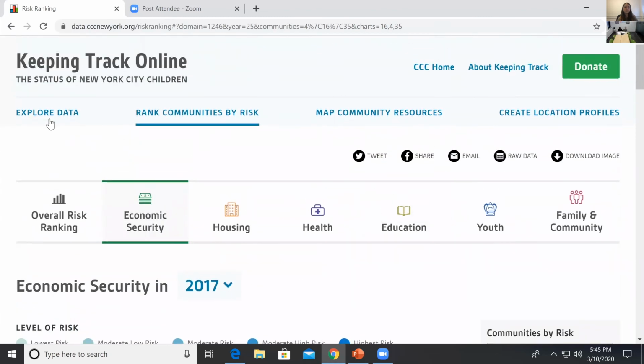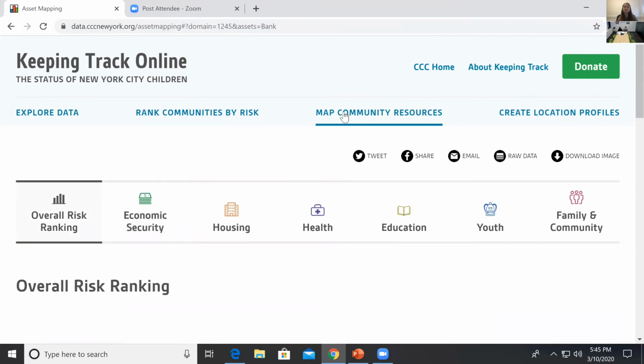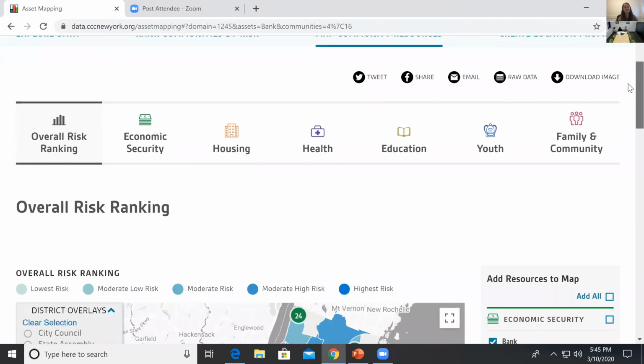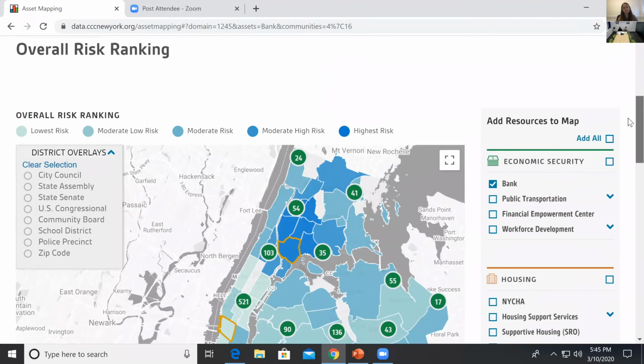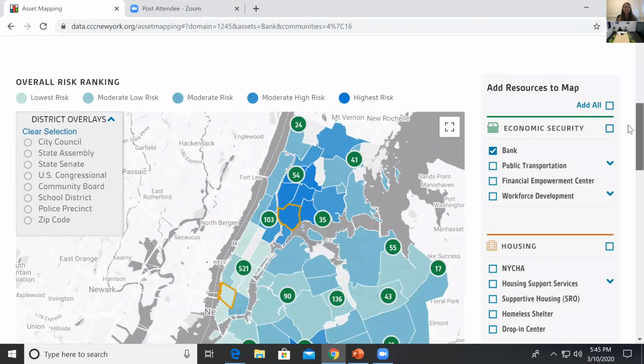So those are explored data and ranking community by risk. And then what we have here is mapping community resources, because of course, as we have been mentioning this whole time, it is not just about what's wrong with communities, it's about what's right with communities. And there's a lot that's right with communities, even communities that are low income communities and communities that we're always seeing at the highest risk end of the spectrum. I mean, there are amazing things going on within those communities. A lot of it you can't capture.